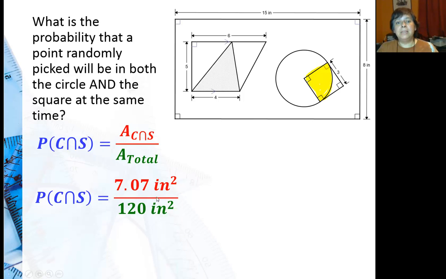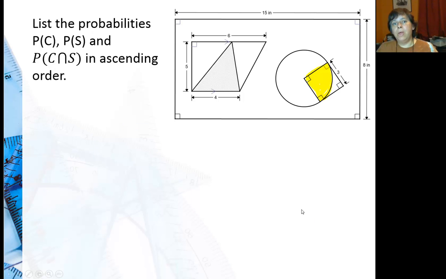So I take that 7.07 and divide it by 120, which gives me 0.06 after rounding, or 6 hundredths. So this probability is quite small. And in fact, if I list the probabilities in ascending order, that means from smallest to largest, the smallest one is the intersection, when it's in the circle and the square at the same time. So when two things have to happen and you hear the word and, that usually limits where it can be. It doesn't make it bigger.